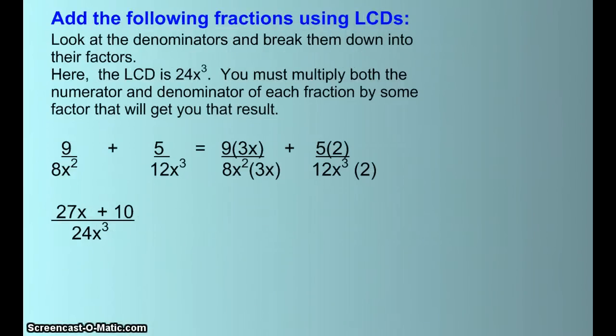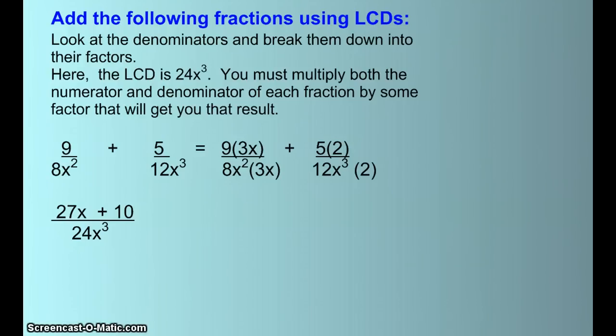Now we're going to add fractions using lowest common denominators. So you want to look at the denominators, break them down into their fractions, determine what the lowest common denominator is. Because the denominators of the two fractions are different, 8x squared and 12x cubed, you have to see what they have in common and what's the lowest common denominator you can determine from that. Because you have an 8 and a 12, the lowest number that both of those can be factored into is 24. So you know you're going to use a 24, and then you have an x squared and an x cubed, so you need to have an x cubed term. So the LCD here is 24x cubed.